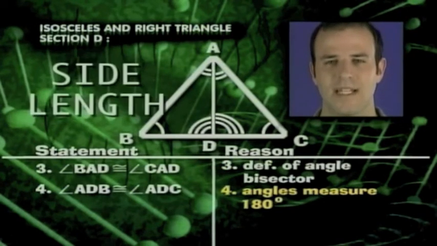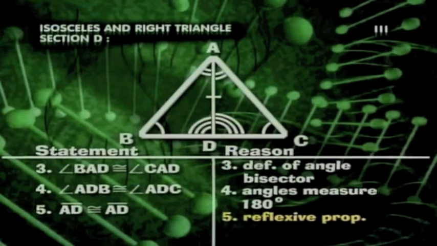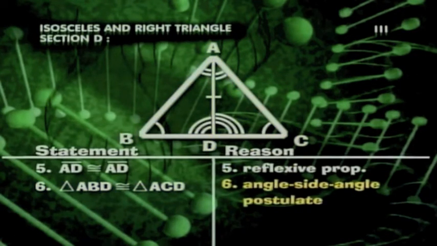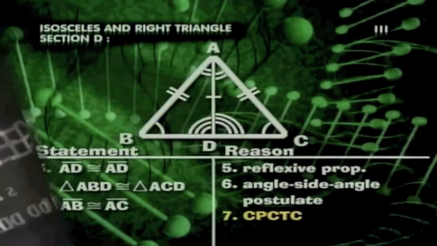Now we just need a side length. To give us a congruent pair of sides, we state AD is congruent to AD. This is because of the reflexive property. There it is again, real handy. Now we can state that triangle ABD is congruent to triangle ACD because of the angle-side-angle postulate. Finally, we can say that AB is congruent to AC because corresponding parts of congruent triangles are congruent, or CPCTC, and we've proven our theorem.